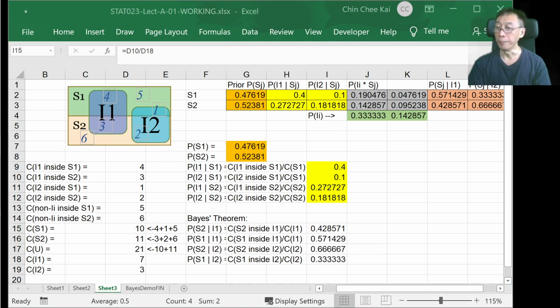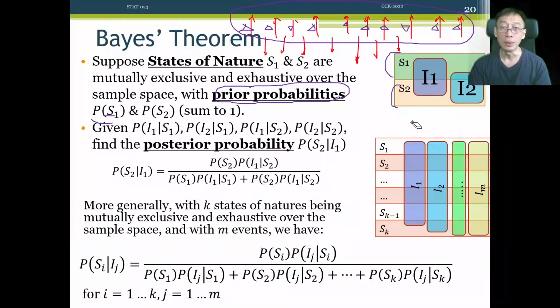So let's go back to our slides over here, and we can see that the Bayes theorem is allowing us to do all this. We are using the conditional probabilities, we are doing the multiplications, then we do the addition. And the denominator here is P of I1 in this case. And so when we do that, we do one final division to obtain the posterior probability.